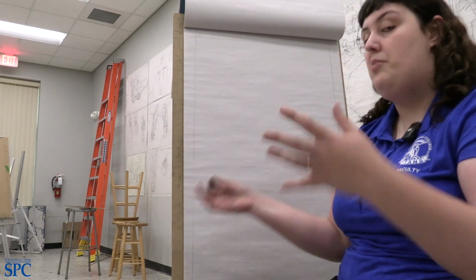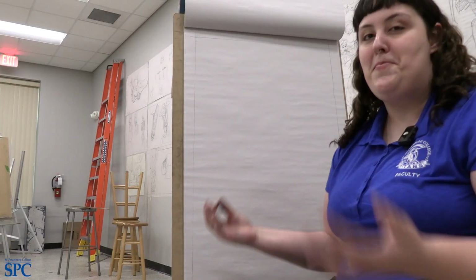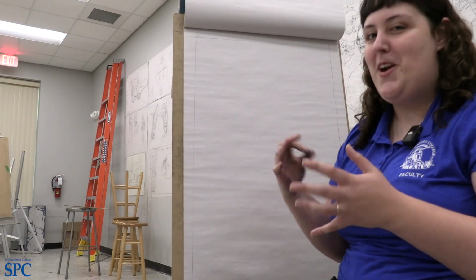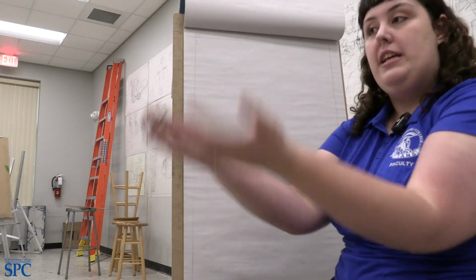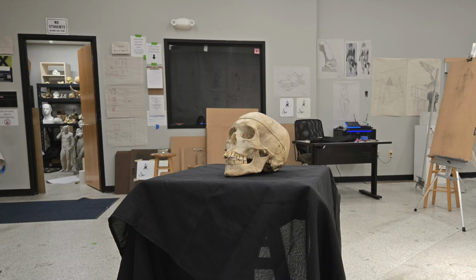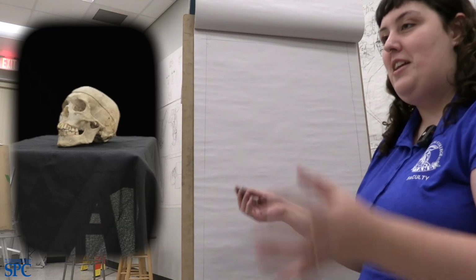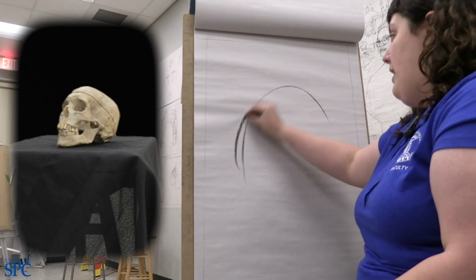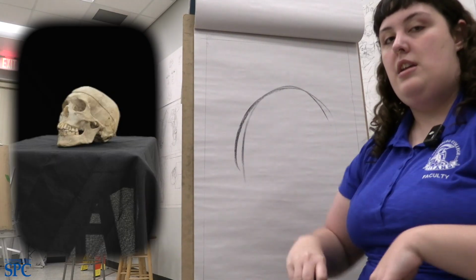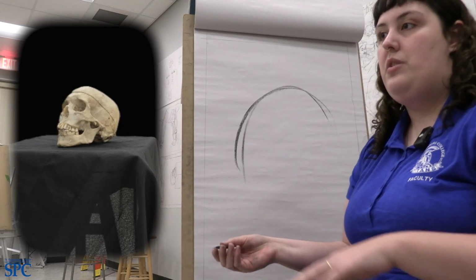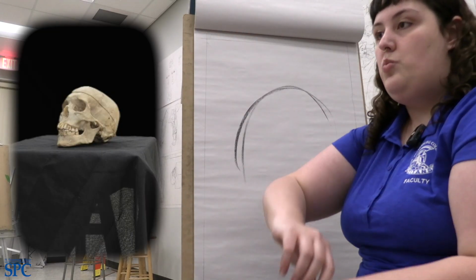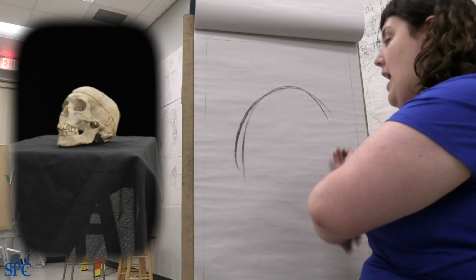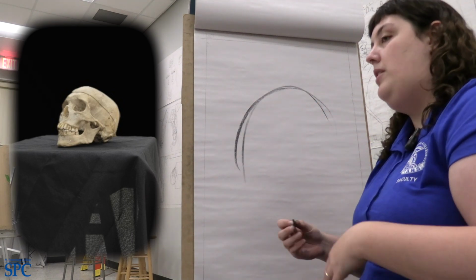So all gesture is breaking things down into big simple shapes. Think back to kindergarten, circles, squares, triangles. So we're trying to just look for big shapes. If we're drawing something like this skull, for instance, the first thing that we'll start with is not a shape, but is a line of action that goes all the way through the form and exaggerates the direction that you see the object is going in, right? So this skull is kind of going in a swish to the left. So I'm trying to capture that swish to the left in my drawing.